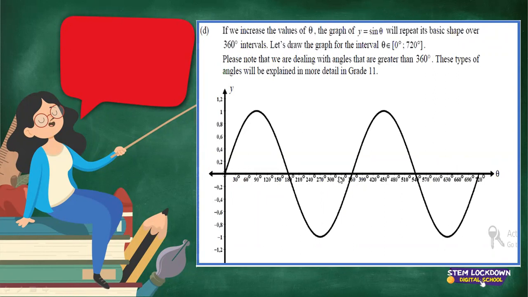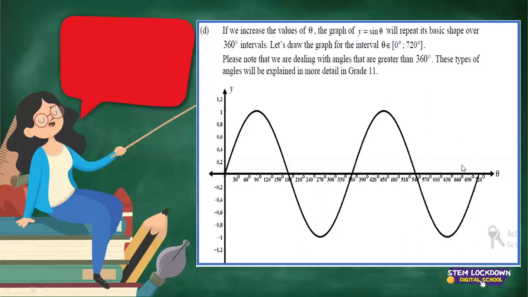If you have to increase it up to 720, from 0 to 360 it ends here. If you are told that theta is from 0 to 720, that means there will be two complete graphs, because the period of one is 360. So if your domain is from 0 to 720, you have double of such sine graph. It goes up, ends by 360, and goes again up to 720. So you can have it like this.